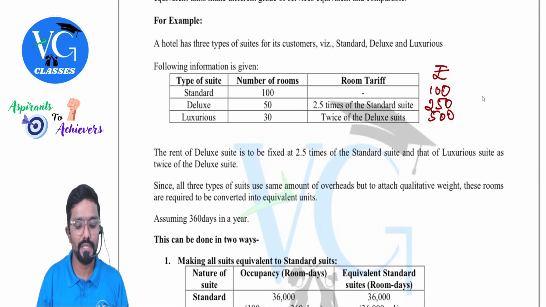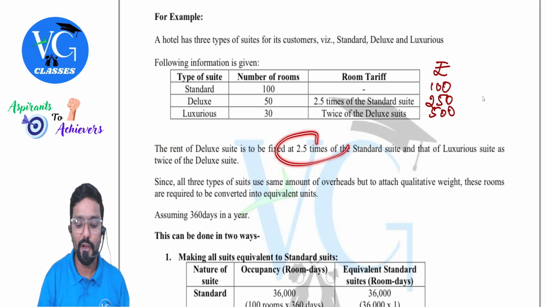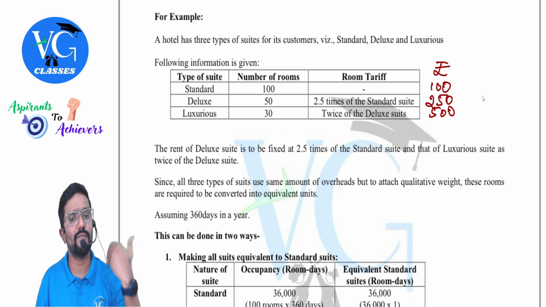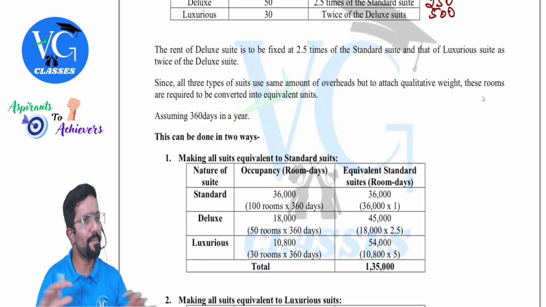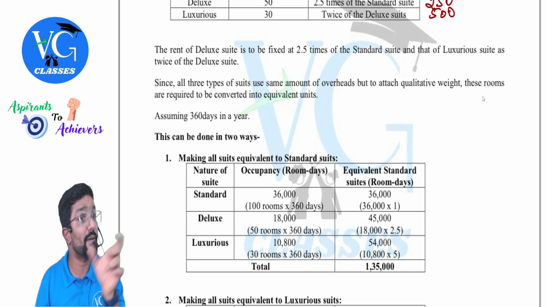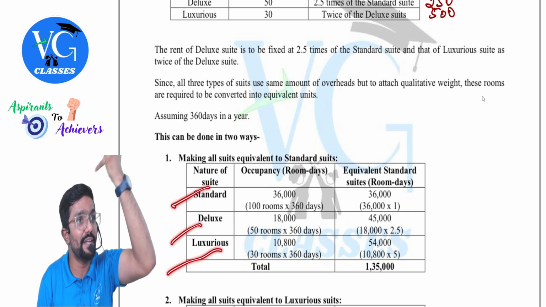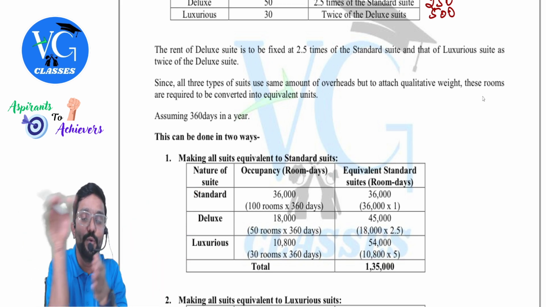Yes, sir. So you can see the rent of the deluxe suite is fixed at 2.5 times of the standard suite, and that of the luxurious suite is twice of the deluxe. Since all the three types of suites use the same amount of overhead, expenses will be common. Overheads, common overhead, general overhead we saw. Now we need to apportion it to each category. How will I do it, sir? Base is not the same. Common base is not there. You calculate.